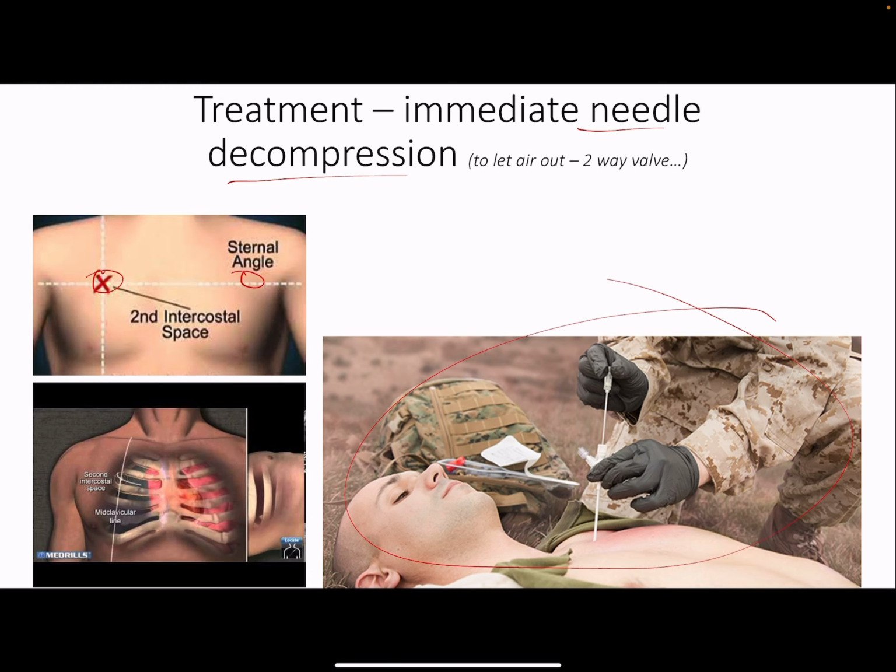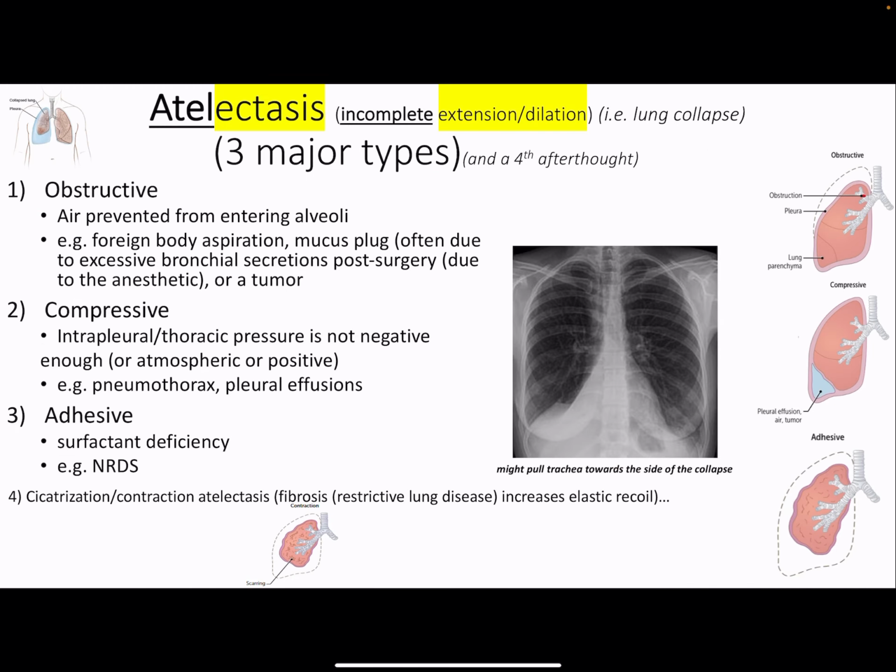Often you'll do this in a military setting. Someone gets shot. That's going to be really useful. So atelectasis: atel means incomplete, ectasis means extension or dilation. So in other words, your lung collapses. There are 3 major types, though I mentioned that there's actually a 4th one: obstructive, compressive, adhesive, and contraction.